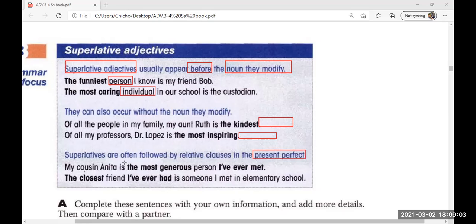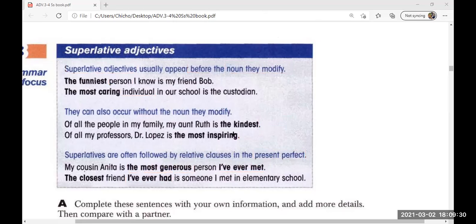So here we have the superlative. My cousin Anita is the most generous person I've ever met. And here we have the present perfect clause. The closest friend I've ever had is someone I met in elementary school. So these are the three rules that we mentioned before, and you have the same here in your book.